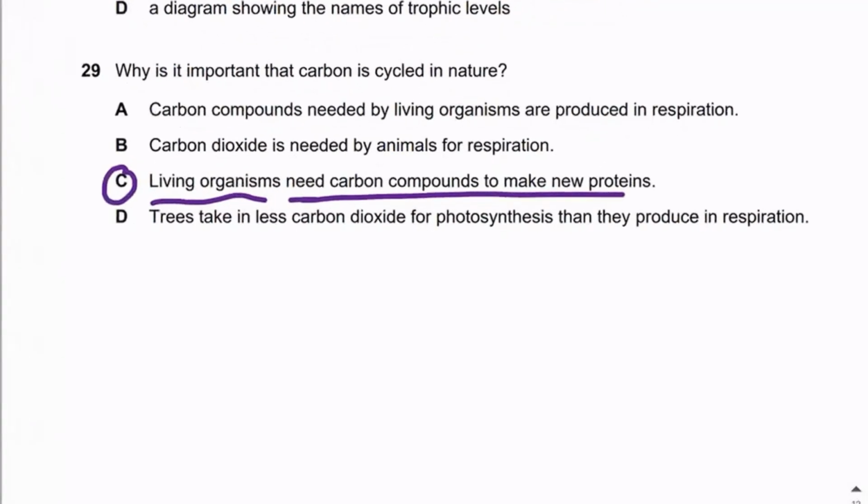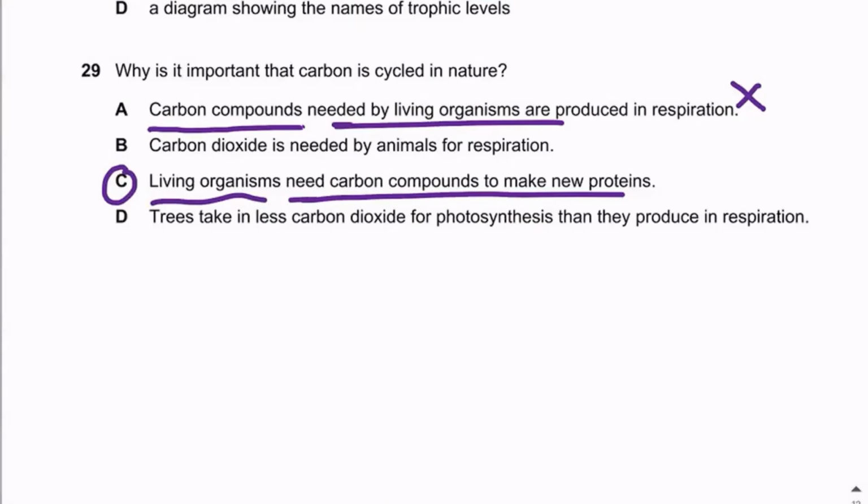We can also go through the other options. Carbon compounds needed by living organisms are produced in respiration? No. Carbon compounds are never produced in respiration. They are produced in photosynthesis. Remember that the carbon compounds needed by living organisms are produced in photosynthesis, because we need glucose, and glucose is produced in photosynthesis. So option A is wrong.